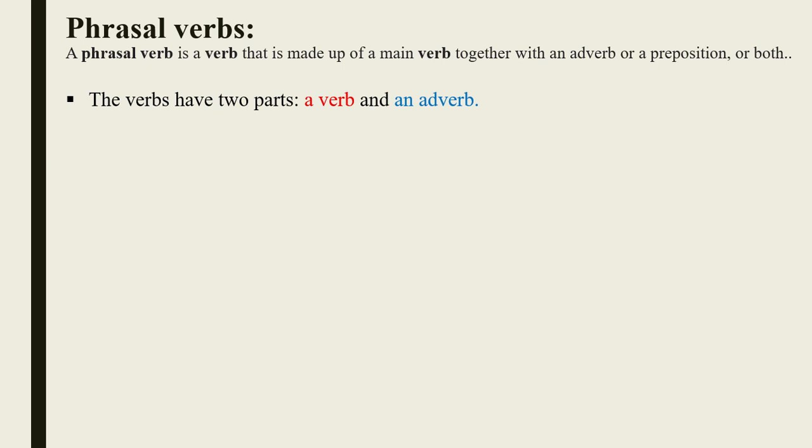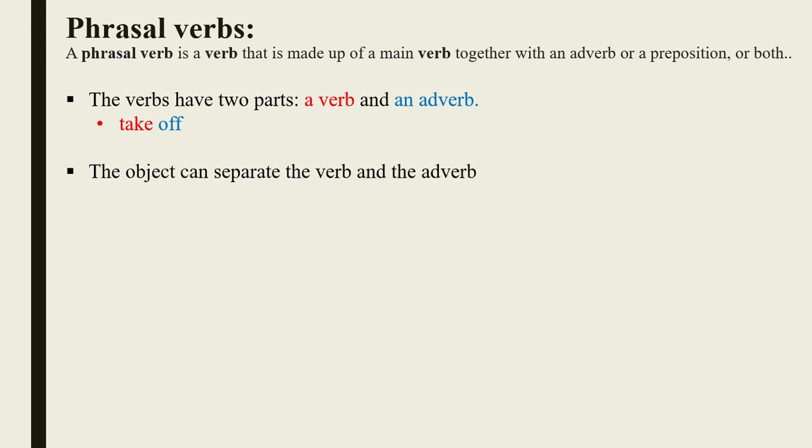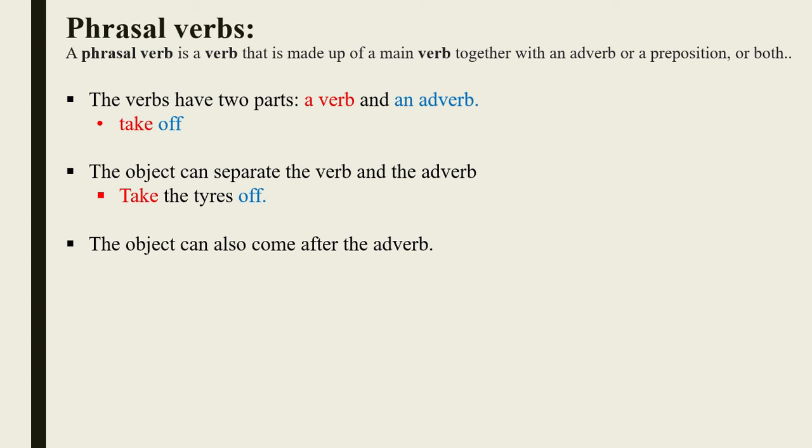The verbs have 2 parts, a verb and an adverb, in our case here. They are separable. That is, the object can separate the verb and the adverb. For example, take the tires off. This is the object, so it is between the verb and the adverb. It can also come after the adverb.